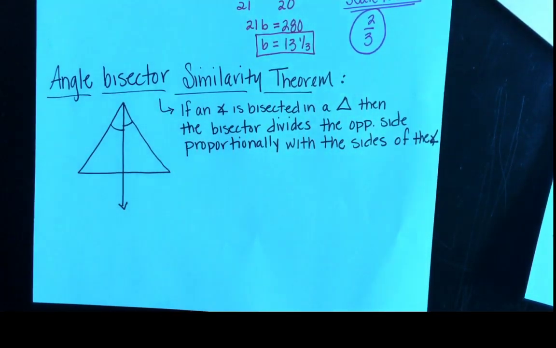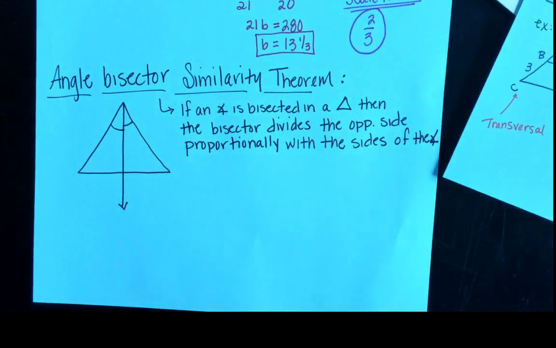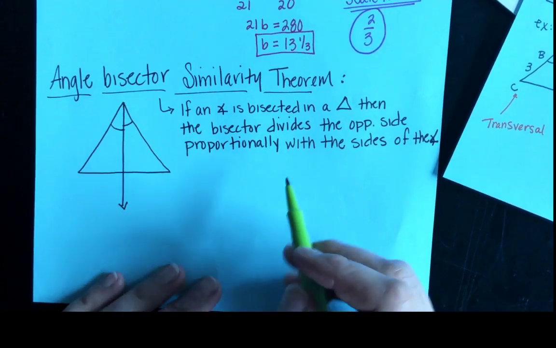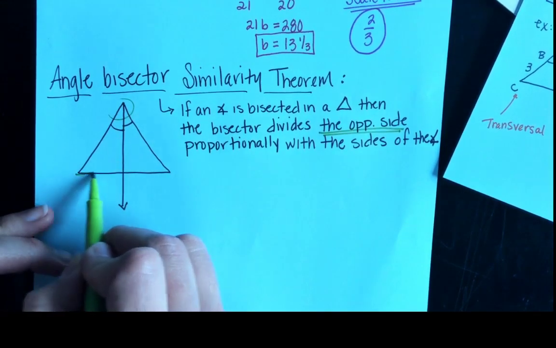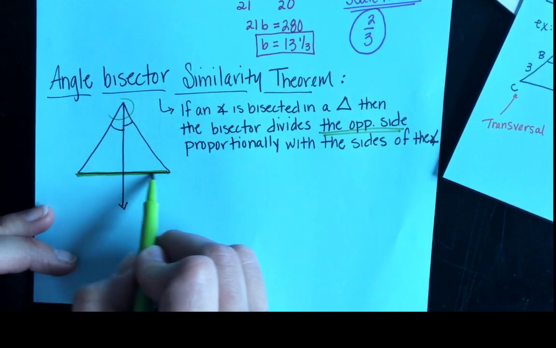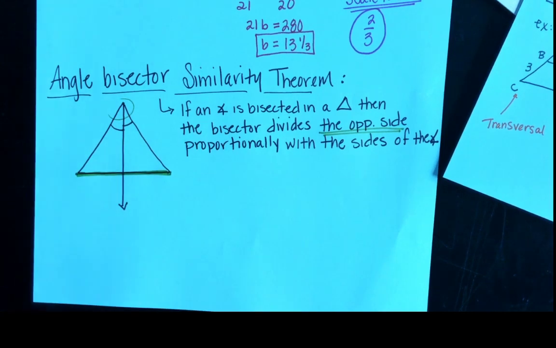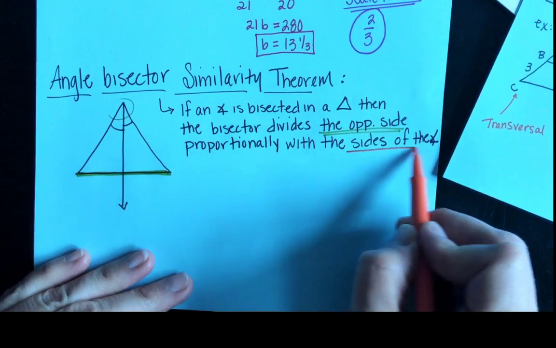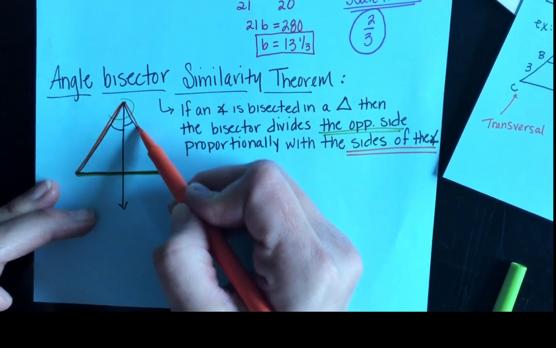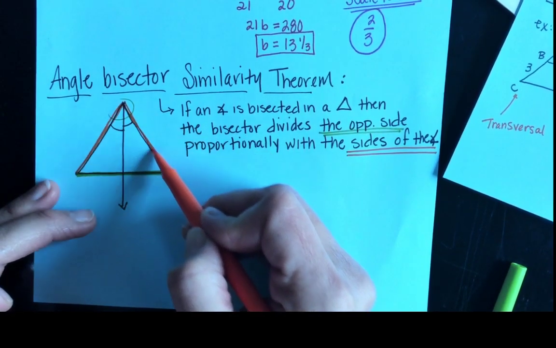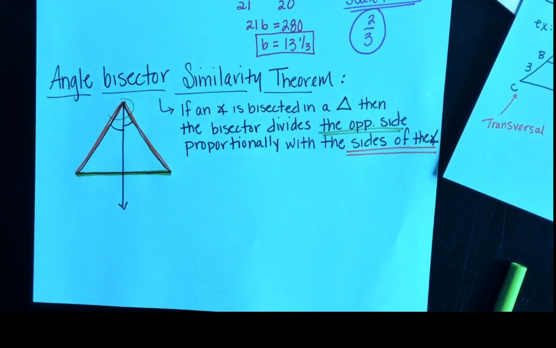So what the heck does that say? Well, let's talk about the opposite side. Here's the angle. Here's the opposite side. So I have to know what the angle is that we're talking about. There's my opposite side. And then when we're talking about with the sides of the angle, that's these two guys. They're the ones that touch to make the angle. So we have our opposite side and we have the sides that make the angle.